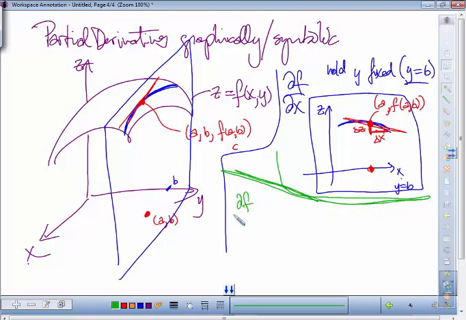So the df dy, we're going to hold x fixed this time. And I'm going to fix the x at x is equal to a. And we can tell the same story here. So instead of just retelling the story, I'll just draw the pictures. We have x is equal to a is a plane parallel to the yz space.